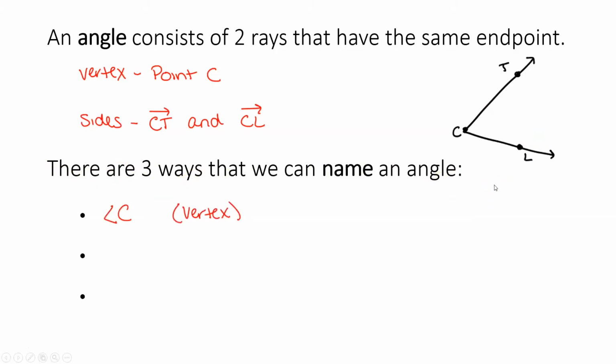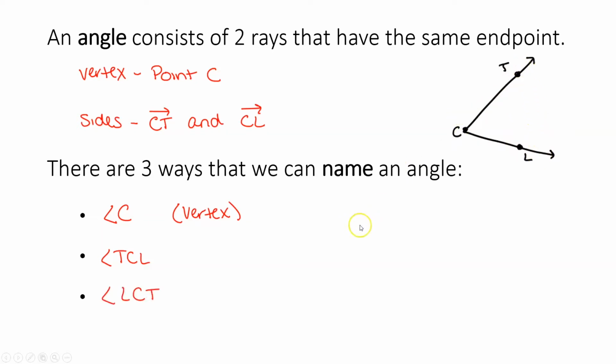The first way, which is the easiest way, is just naming it by its vertex. So you could name your angle C, and that would be good enough to name this angle. You can also name it with three letters. You can trace it with your pencil and think about which direction you would go. So it would be T, C, L. From T to C to L would be another acceptable name for this angle.